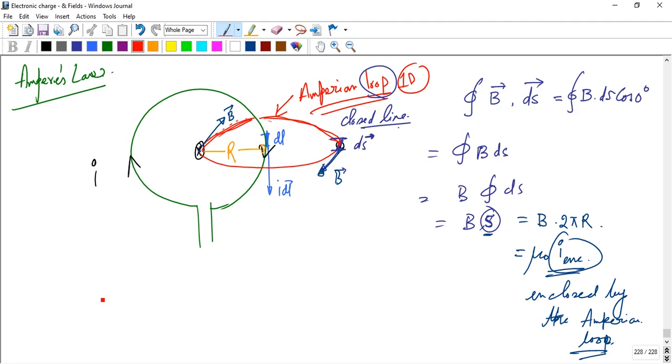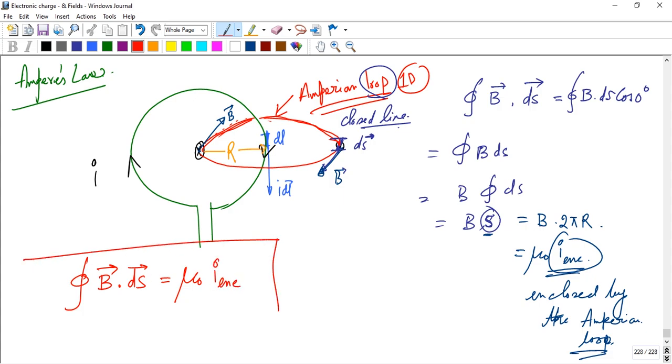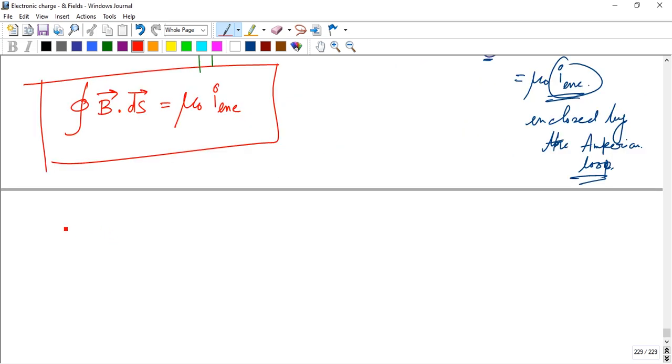That's Ampere's law. We get the closed integral of B dot ds, where ds does not stand for a surface, it stands for a line, equal to mu 0 I enclosed by the Amperian loop. That's very important. That's Ampere's law actually.